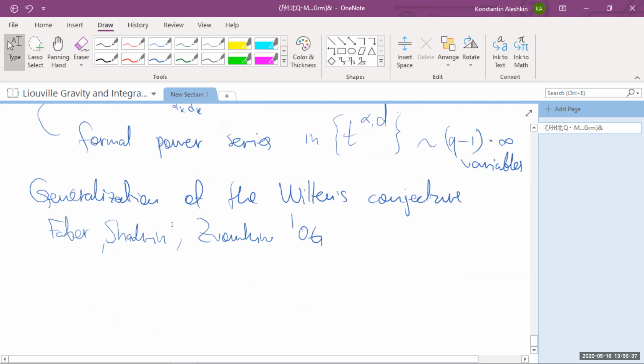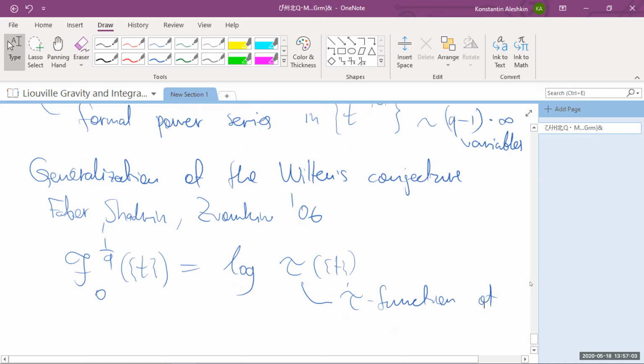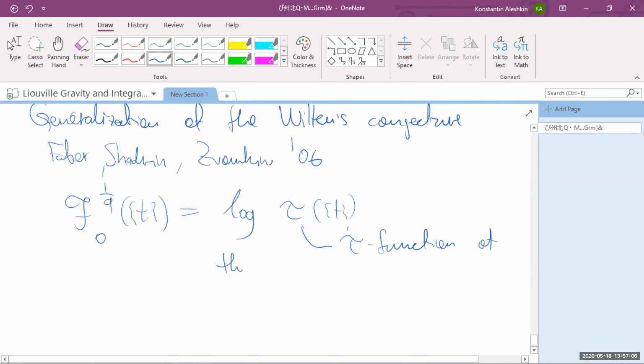So it states that this guy is actually a logarithm of a tau function. So 1 over q over this is the logarithm of the tau function of the dispersionless qth Gelfand-Dickey integrable hierarchy.